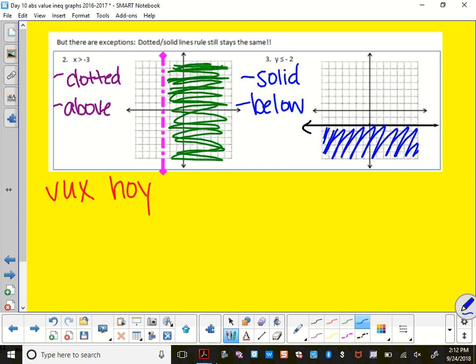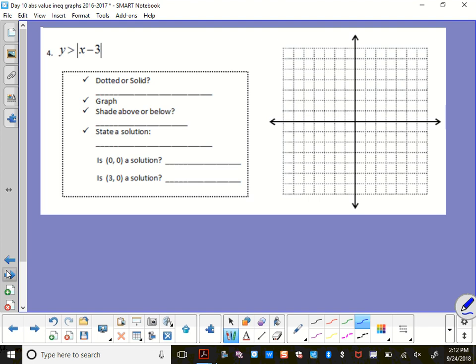Please don't forget to shade in on your test. Shade, shade, shade. If it tells you to graph and shade your graph and you don't, we take off credit. Just kidding, not full credit.